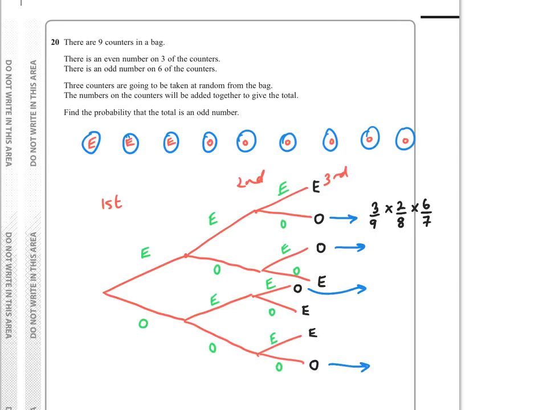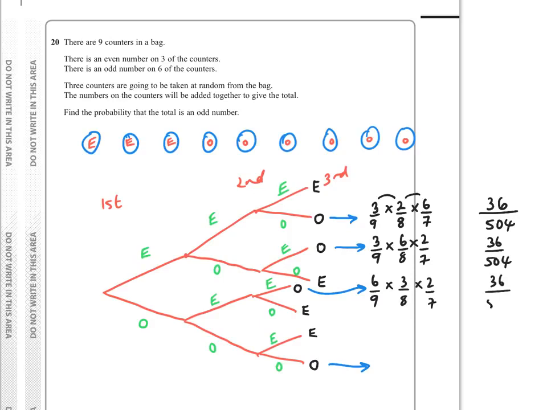So the denominator, I think, 9 8s is 72 times 7, I believe that's 504, just check. Yep. And then we've got 36 here. And then the next one is going to be 3 and 9 times the odd, which is 6 and 8, times the even, which is 2 and 7. So that looks like another 36 in 504. And then an odd, which is 6 and 9, times 3 and 8, times 2 and 7. So that's another 36 in 504.